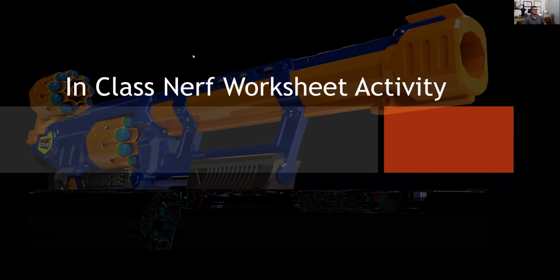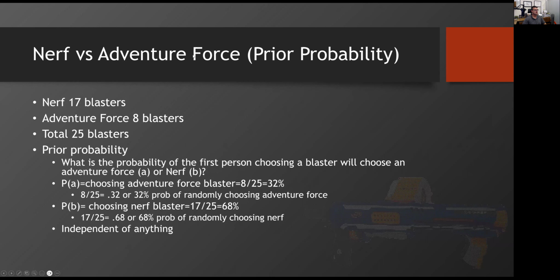So, in class Nerf worksheet activity. First, we are looking at Nerf blasters versus Adventure Force blasters.